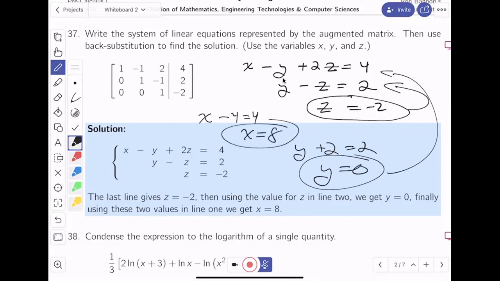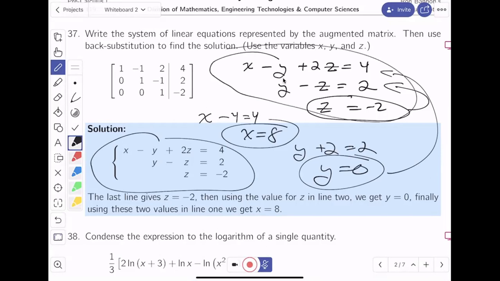All right, let's see if we got this. I'm seeing that over here. I got that written down for you. X minus y plus 2z is 4. Y minus z equals 2, and z equals minus 2. Let's see if we got the right answers, though. Z is minus 2, looking pretty good there. Y is 0, looking good over there. And x is equal to 8, looking great.